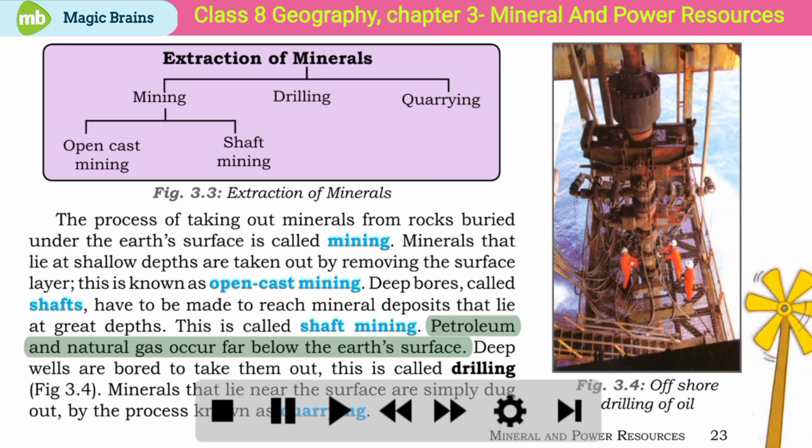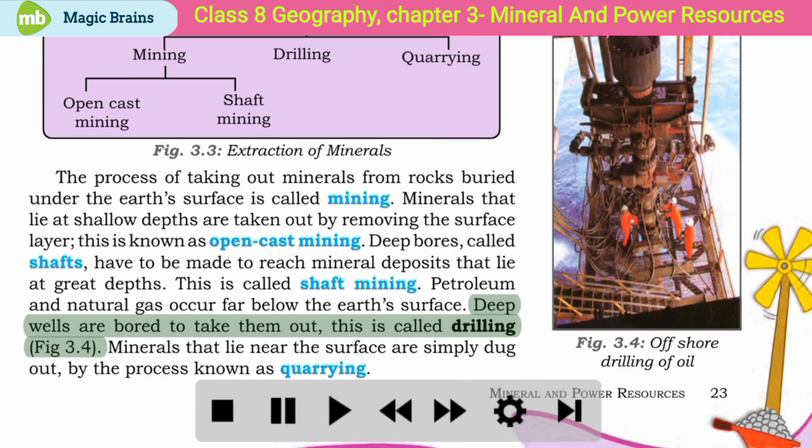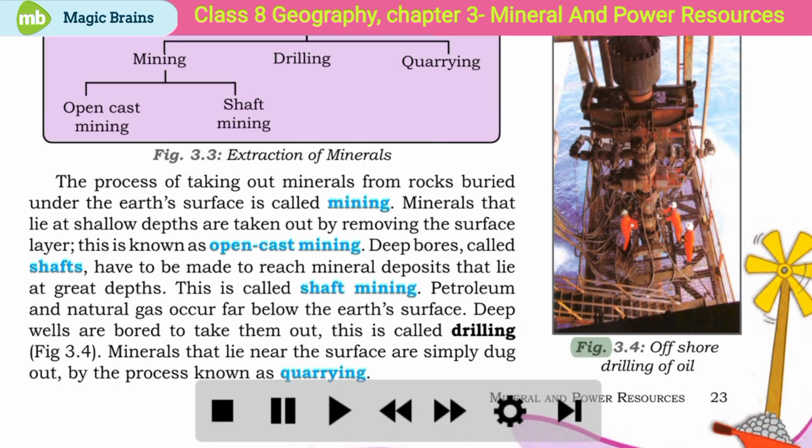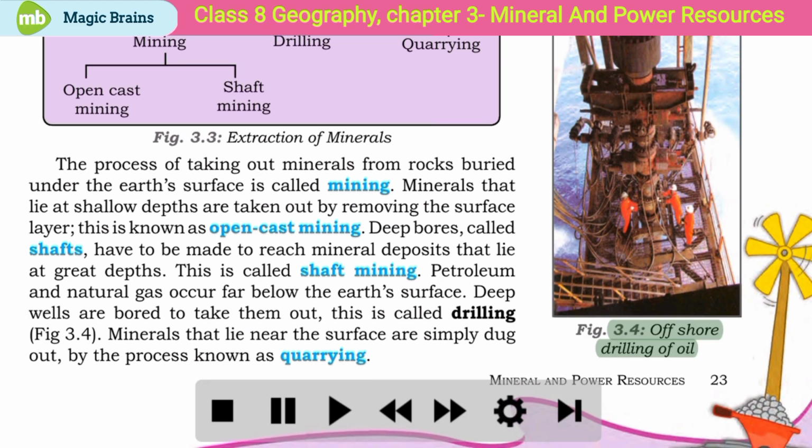Petroleum and natural gas occur far below the earth's surface. Deep wells are bored to take them out. This is called drilling. Minerals that lie near the surface are simply dug out by the process known as quarrying. At the bottom right, there is figure 3.4, which shows offshore drilling of oil.